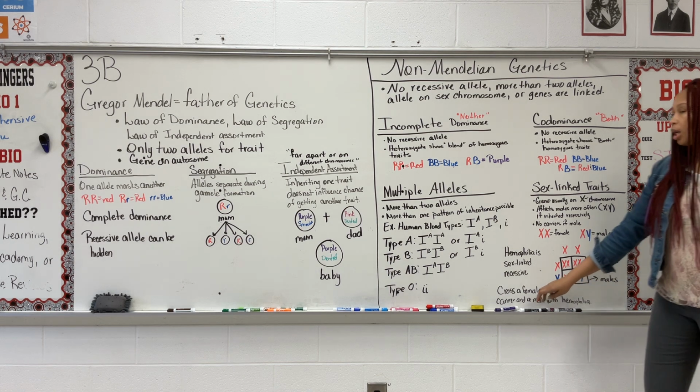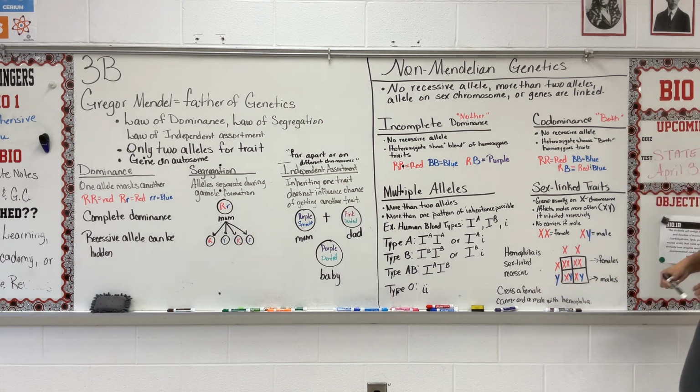Now, let's look at a cross between a female who is a carrier for hemophilia and a male who has hemophilia. Whenever your traits are sex-linked, males cannot be carriers. Only females can be carriers because if it's sex-linked, it's X-linked. And females have two X's, but males only have one. So they either get it or they don't. So in this case, I have a female who is a carrier.